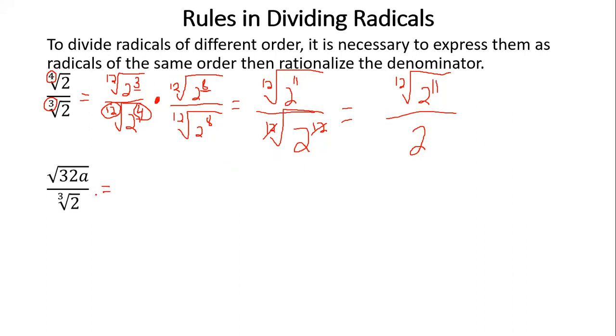Okay, so, again, magkaiba po yung radical, yung order natin, yung index natin. So, let's get the least common multiple of our index. The indices are 2 and 3. So, we have 6. So, 6th root.